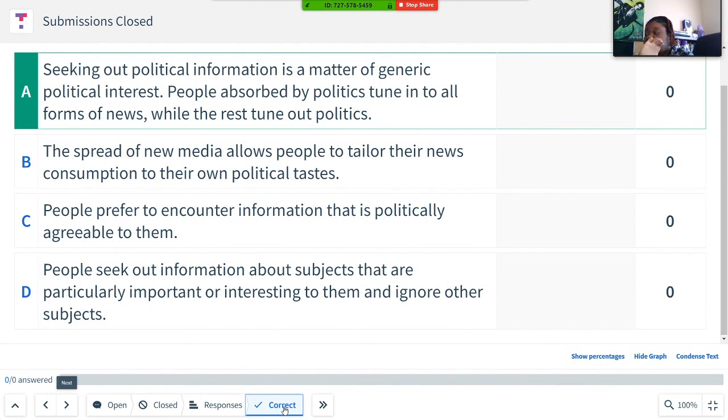public. Under the attentive public, people interested in politics tune into all forms of the news, whereas the apolitical, or the people that aren't interested in politics, pay very little attention to political news in any medium. For partisan polarization, the second theory, people prefer to encounter information that supports their beliefs and avoid information that is inconsistent with said beliefs. And then the third theory is the issue public. People seek out information about subjects that are particularly important or interesting to them, and then tune out information about other subjects.